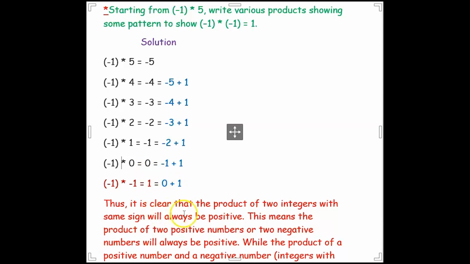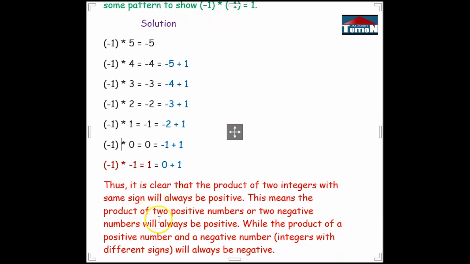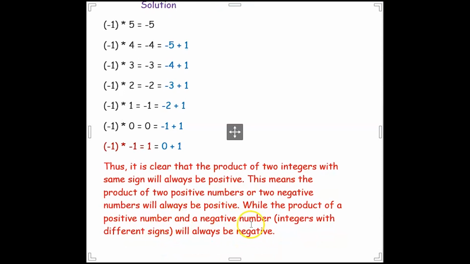So it's clear that the product of two integers with the same sign will always be positive. This means the product of two positive numbers or two negative numbers will always be positive. While the product of a positive number and a negative number, the integers with different signs, will always be negative.